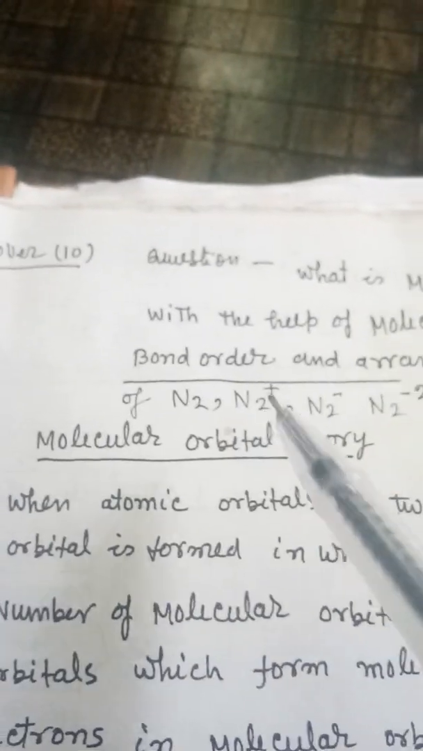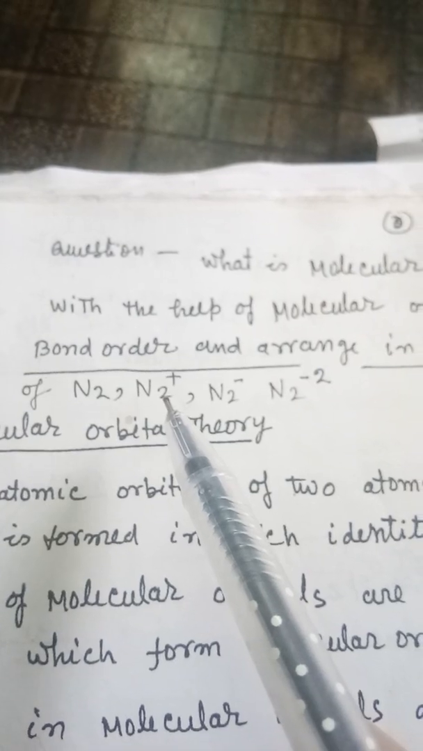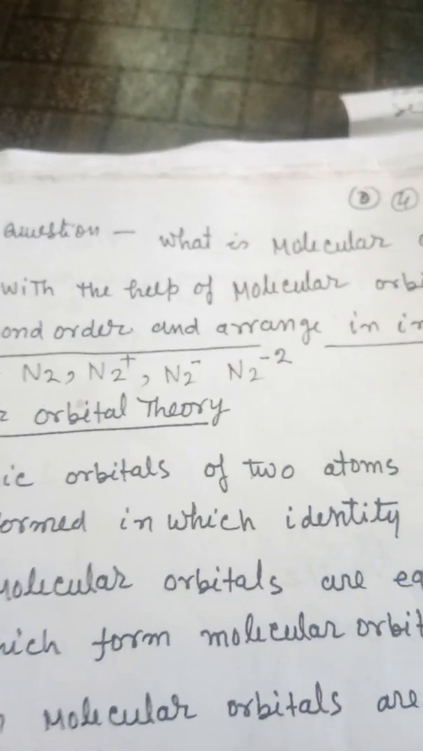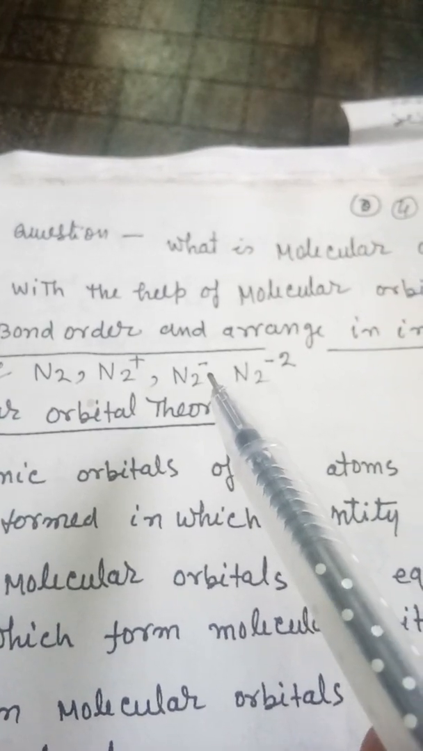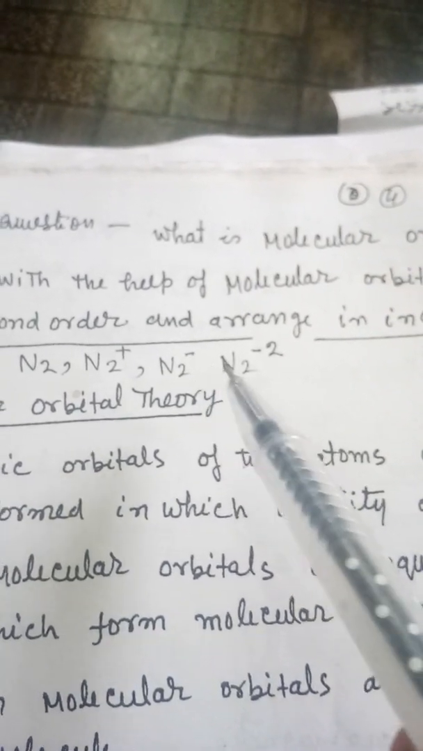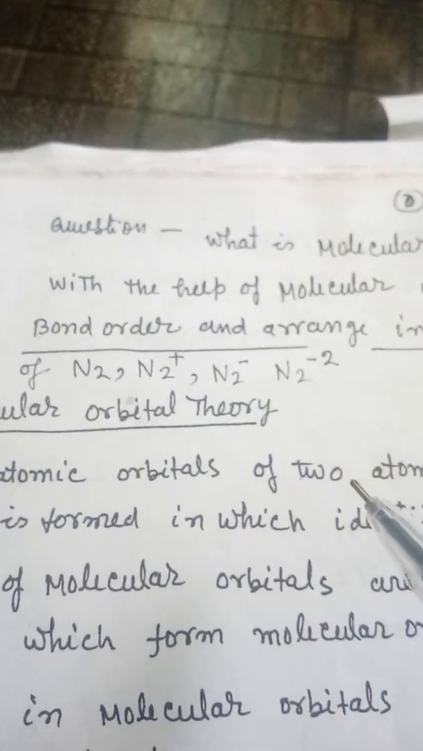For example, the nitrogen molecule, nitrogen ion, nitrogen negative ion and nitrogen -2 ion. So first of all, we shall discuss molecular orbital theory.